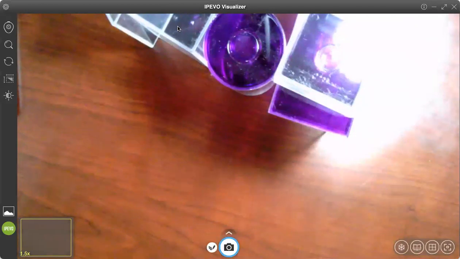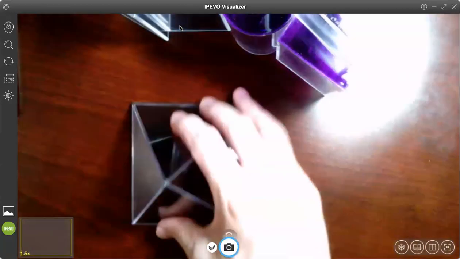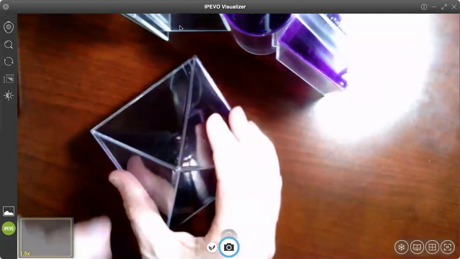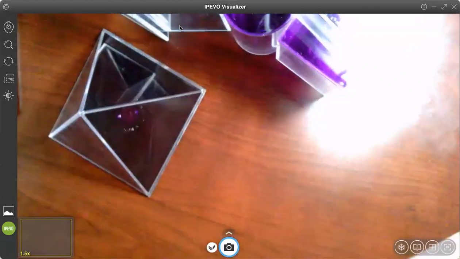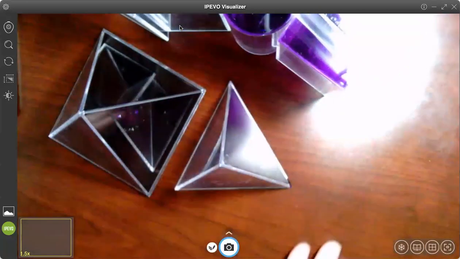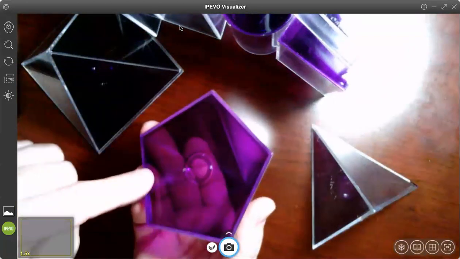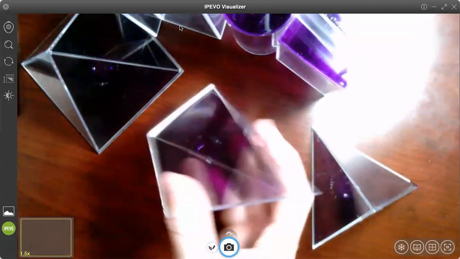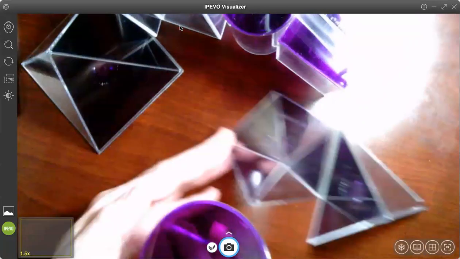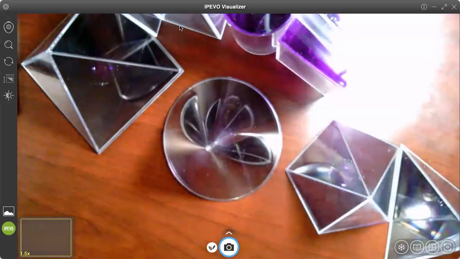Pyramids, on the other hand, they have a base and a point. This is a rectangular pyramid, has a rectangular, or actually square, base and a point. This is a triangular pyramid, has a triangular base and a point. This is a pentagonal pyramid, has a pentagonal base and a point. And this is a circular pyramid, has a circular base and a point, also known as a cone.